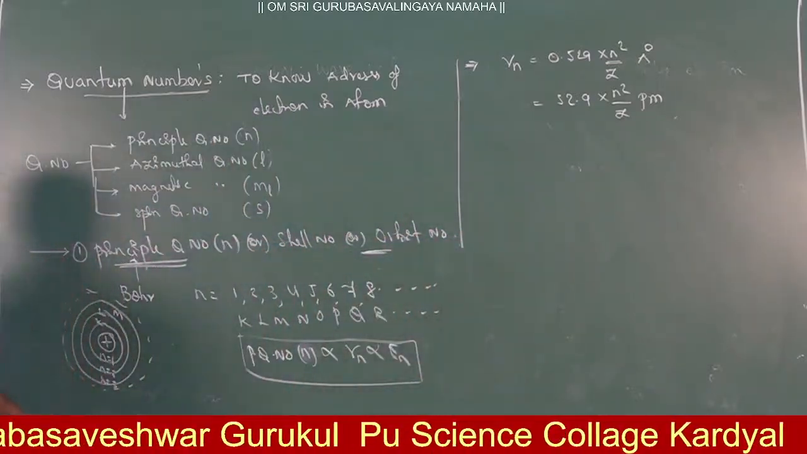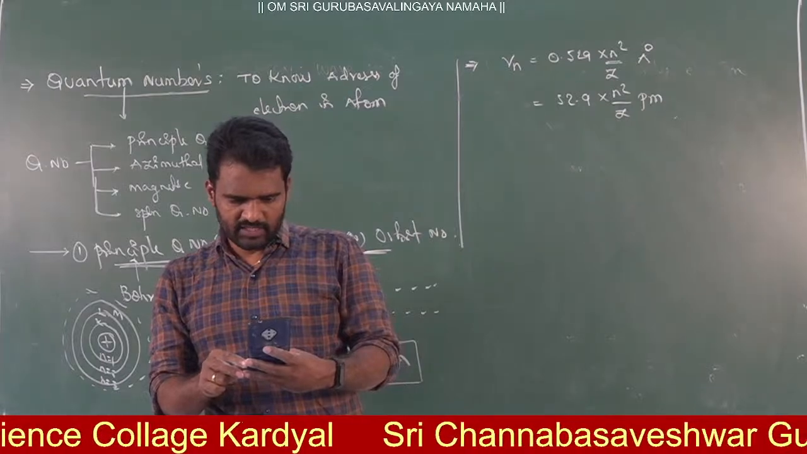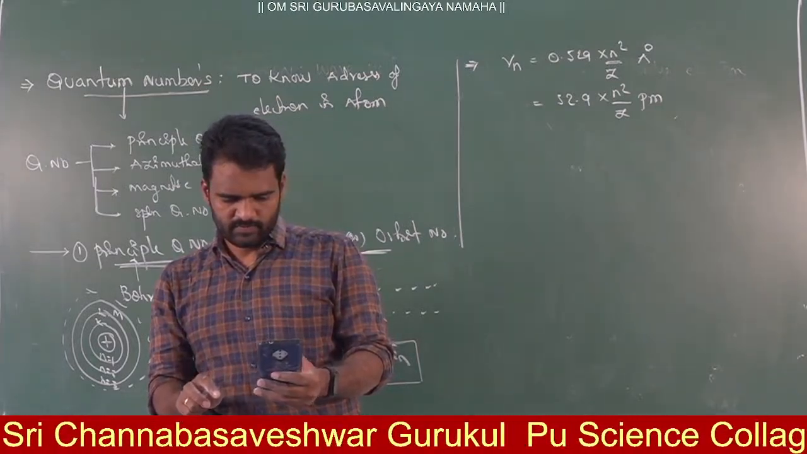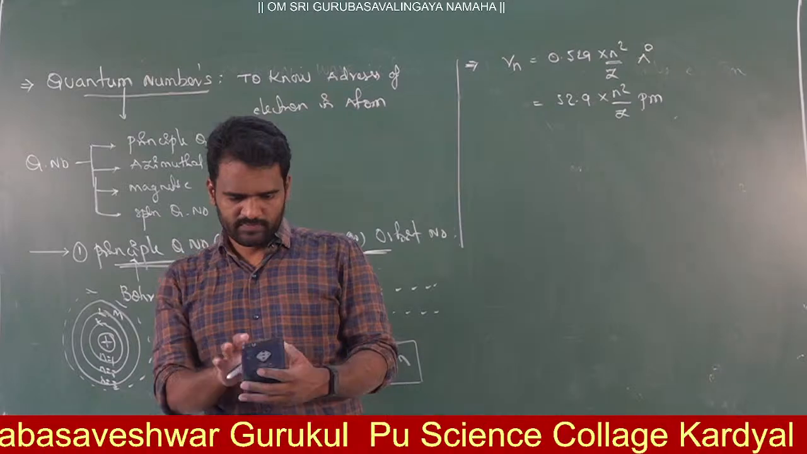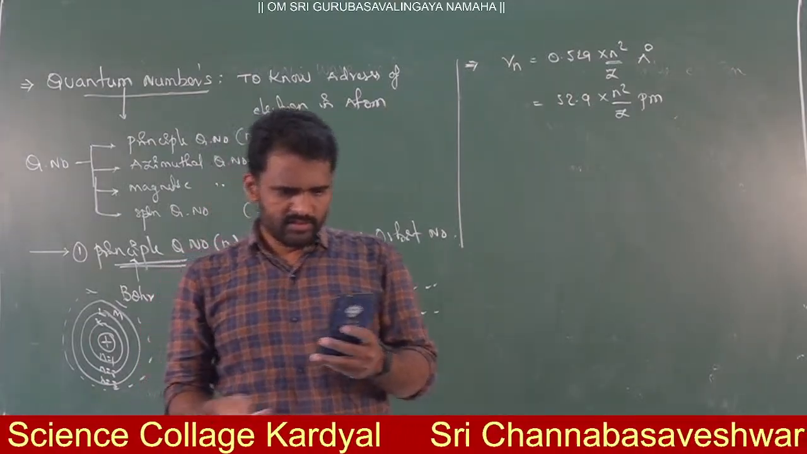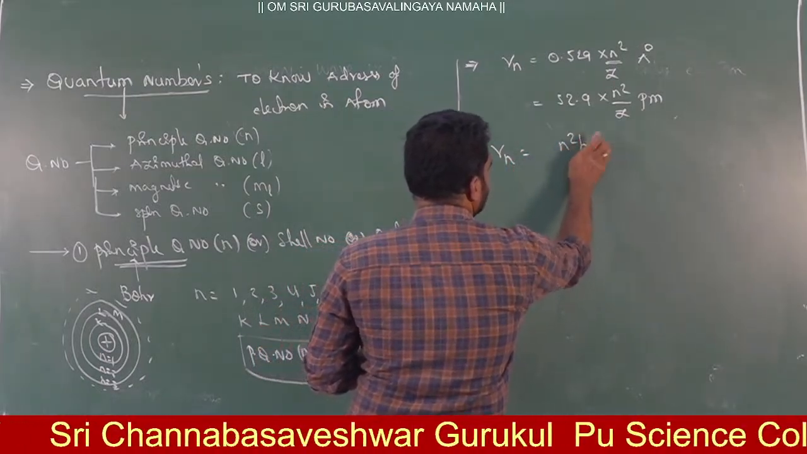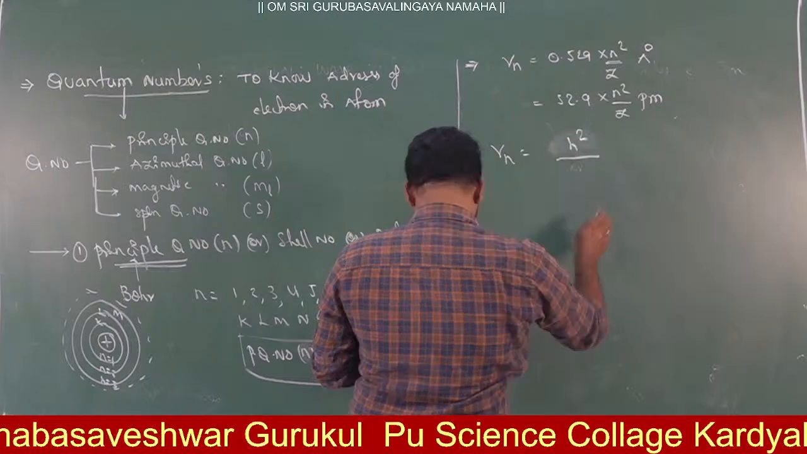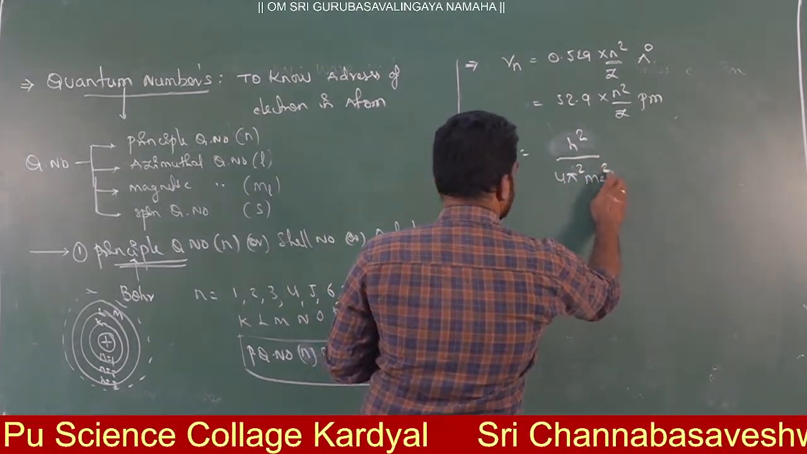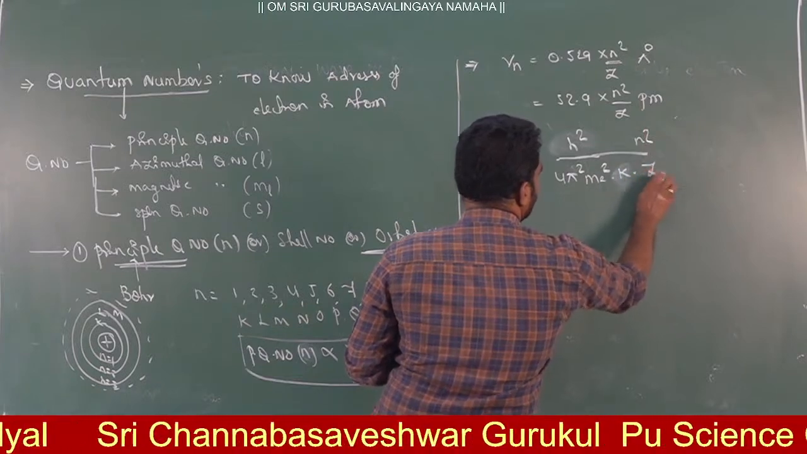Right, so actually here we don't have derivations in NCERT, but let me give the values. This radius of the nth shell, Rn, is equal to h square upon 4 pi square m e square k Z, into n square by Z.